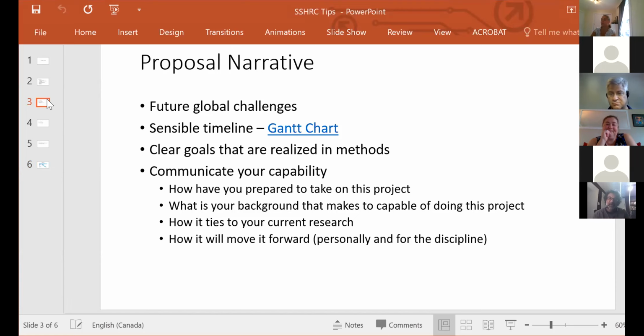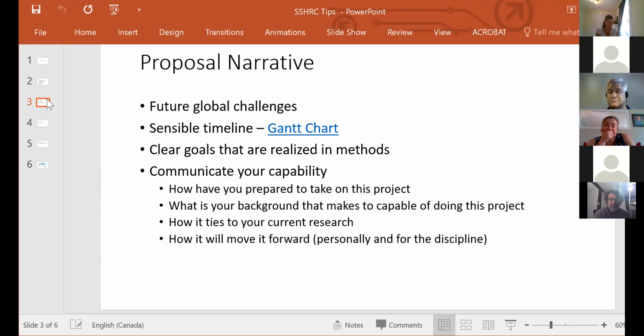Also be sure to have clear goals, but these goals need to be realized in the methods. So I think Rachel also alluded to this: when you have research questions or goals, definitely have those, but all of those goals need to be realized in the methods properly as well.